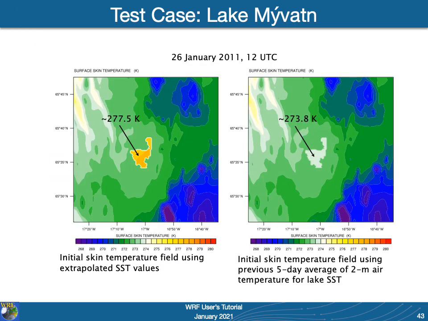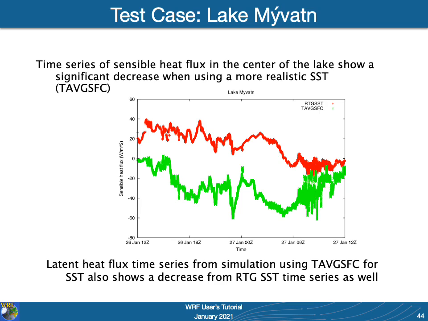You may recall from a few slides back that when we originally ran our simulations over Mývatn Lake, we were getting a lake temperature of around 277 kelvins, which we believed was unrealistically warm for the month of January. After substituting the skin temperature over Mývatn Lake using the 5 previous days of 2-meter air temperature, we get a lake temperature that's around 273.8 kelvins, and we believe that's much more reasonable. When we run our simulation, we can write out a time series from a point that's right in the middle of the lake, and for example, we can look at the sensible heat flux from that point.